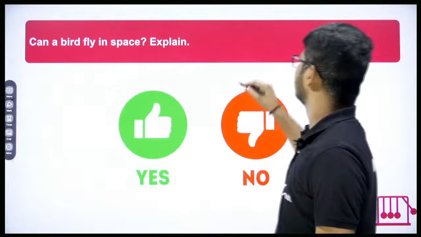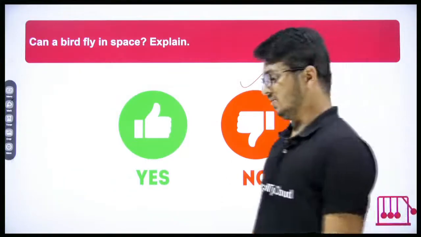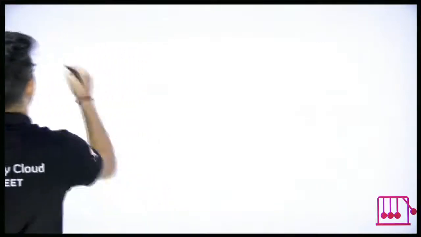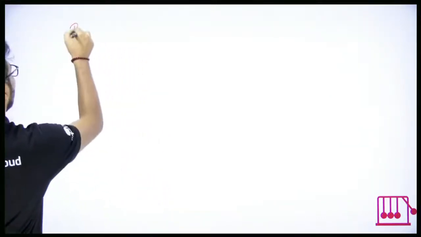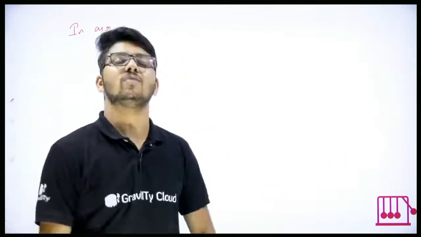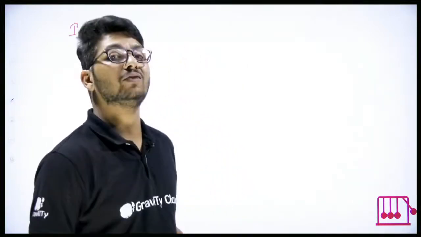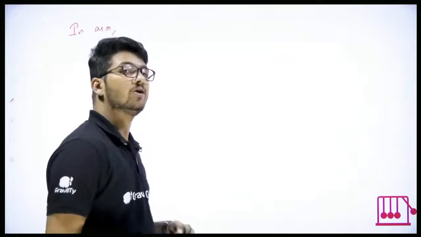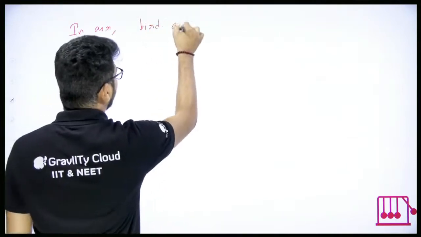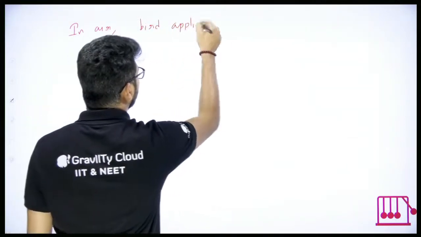And the answer is no. But what is the reason? It's very simple. Normally in atmosphere or in air, how does the bird fly? Obviously it flaps its wings. But what it does is similar to how we walk, how we swim, or how fishes swim, or how a frog swims. We discussed that. In air, bird applies a backward force on air.